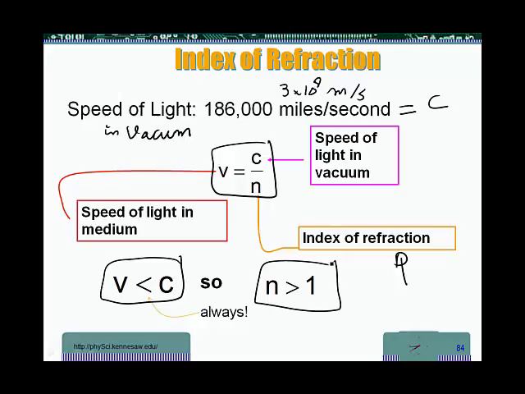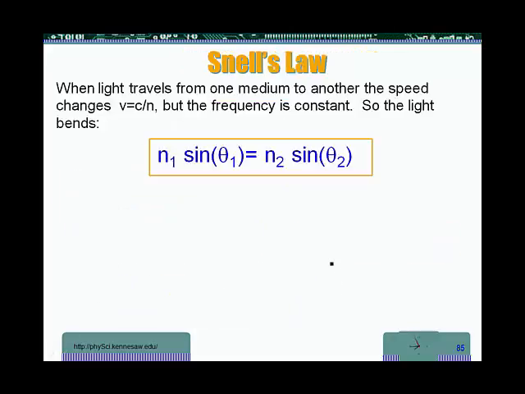We'll see later on that the index of refraction can depend on the wavelength of the light. It's a slight dependence, but it's a real dependence, and that causes what we call the dispersion of light. But let's not get into that this minute. Okay, now, I had this expression in the first slide.